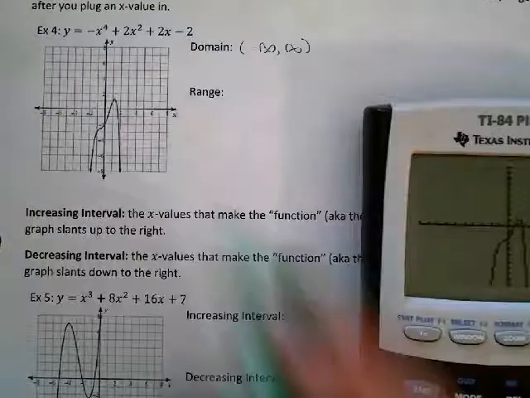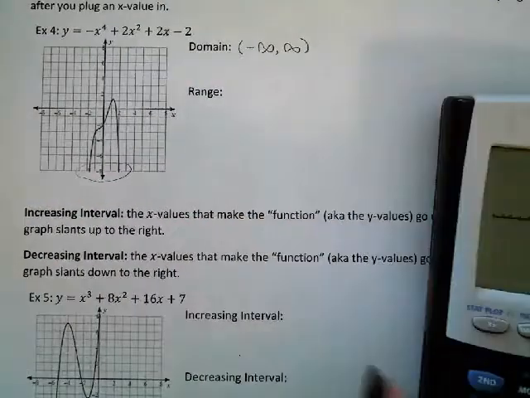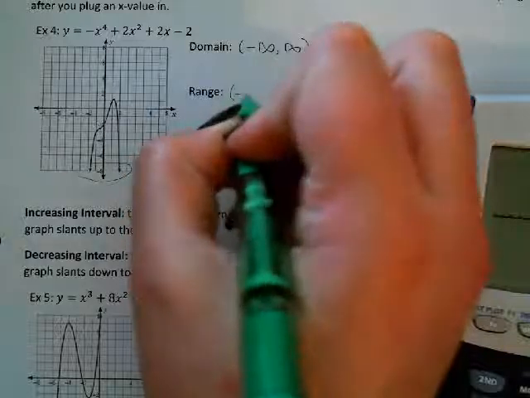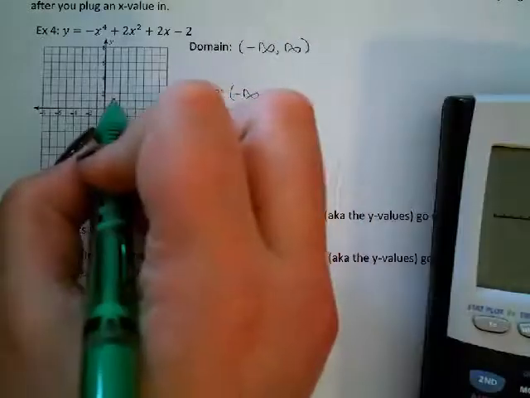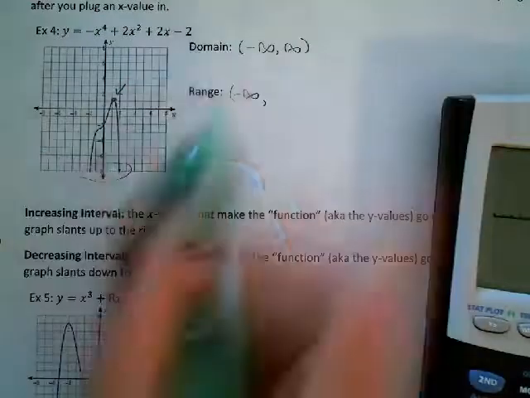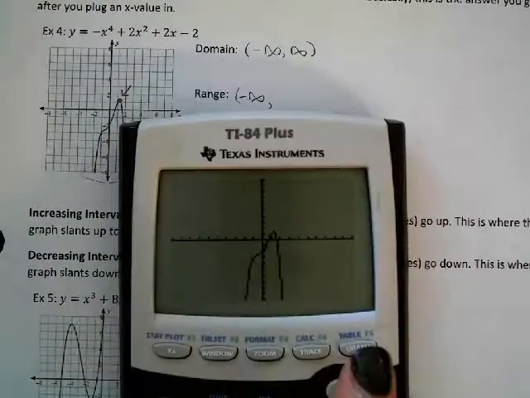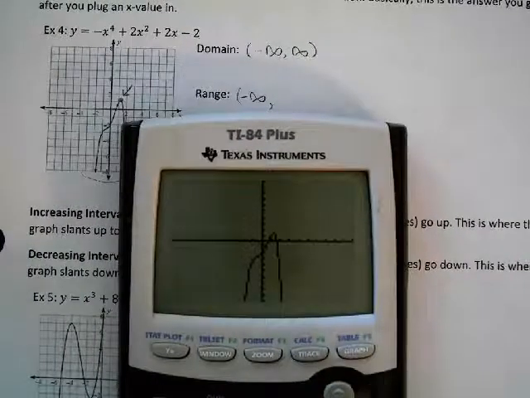I can see that the graph goes down forever. So I know that the range is going to start off as negative infinity, but I can tell it does not go up forever. It stops. It stops right here. And that point right there is called a maximum of the graph. It looks like a little mountaintop there. So what I'm going to do is I'm going to find the maximum of the graph.